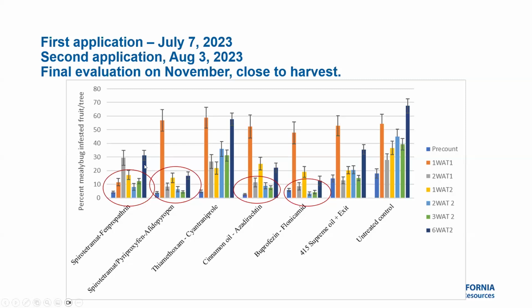fenpropathrin. But here the final infestation in November was pretty high, about 30%. Spirotetramat, pyriproxyfen, that's Senstar, followed by Safina, up to 4 weeks, less than 20%. Organic Oxon, cinnamon, oil, azadirachtin, and Senstar and Belay were also a good combination in this trial.